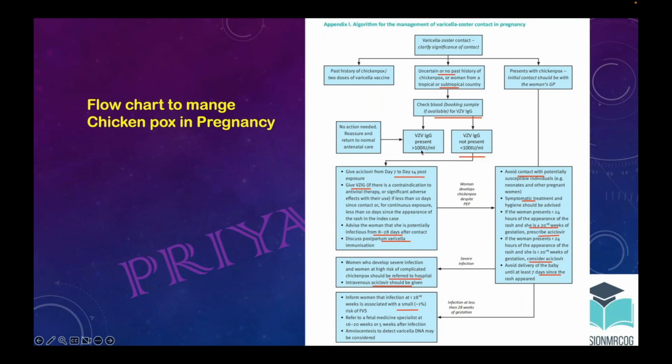Now, this is the summary. If the patient develops chickenpox, she should avoid contact with susceptible people. Symptomatic treatment should be given, and hygiene should be maintained.